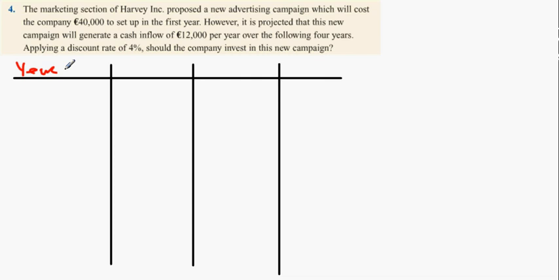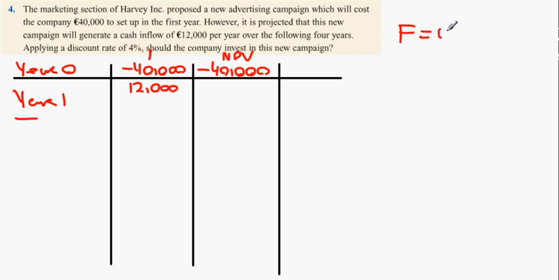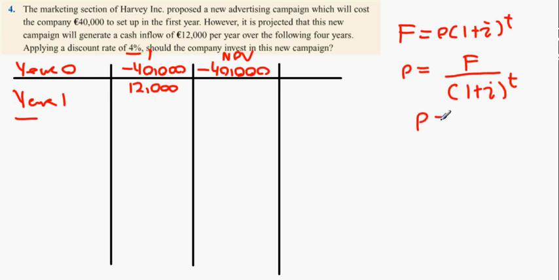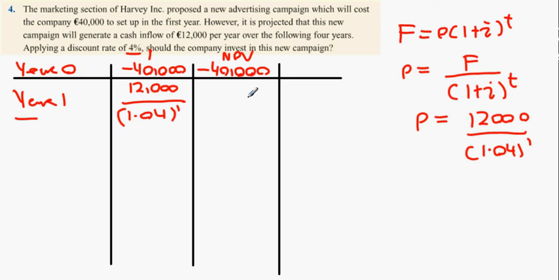So year 0, and what we get is minus 40,000, and because it's minus 40,000 today, it's still worth minus 40,000. So this is the present, this is the final value, so this is the net present value. Now year 1, we're estimated to get 12,000. Now this 12,000 is the final value at the end of year 1. So you apply your formula with a rate of 0.04. So P equals F over (1 plus I) to the power of T. Therefore P equals F, which is 12,000, divided by 1.04 to the power of 1. That gets me a net present value of 11,538.46.